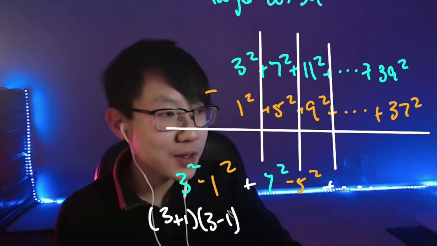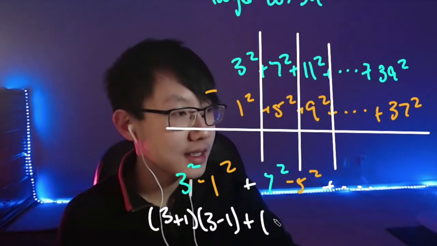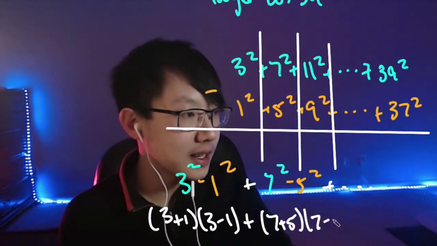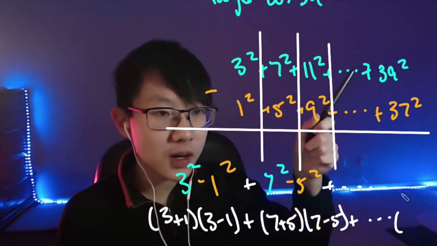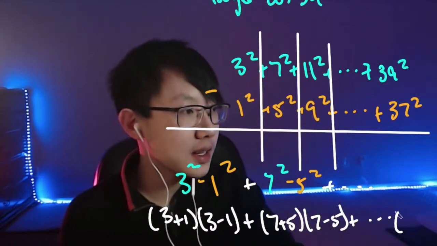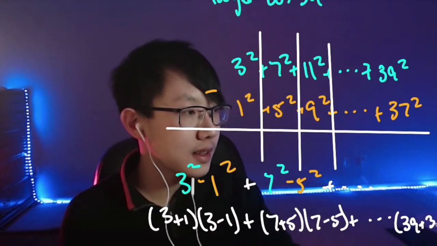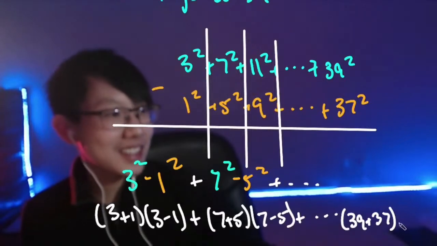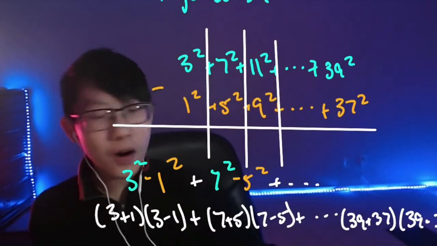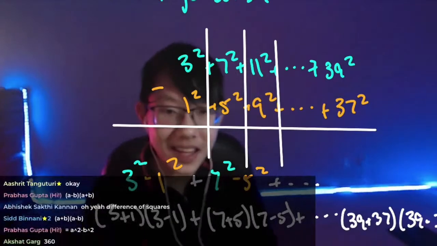And so it's 3 plus 1 times 3 minus 1 plus 7 plus 5 times 7 minus 5, plus so on and so forth all the way to 39 squared minus 37 squared. So that's going to be 39 plus 37 times 39 minus 37. Okay, wait a minute though. I'm going to bring chat back up.